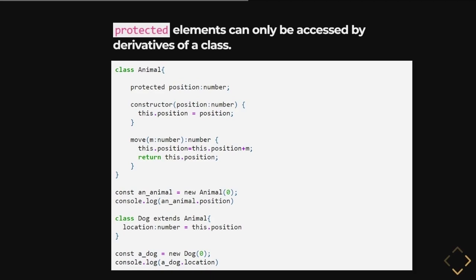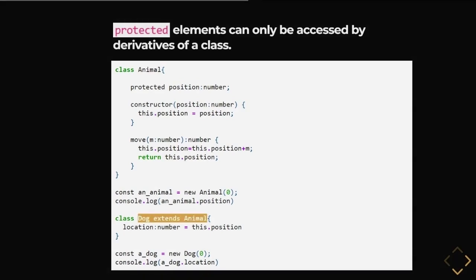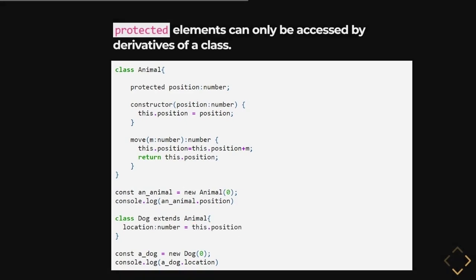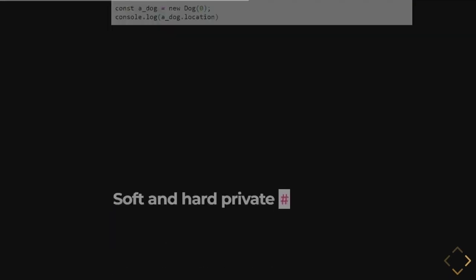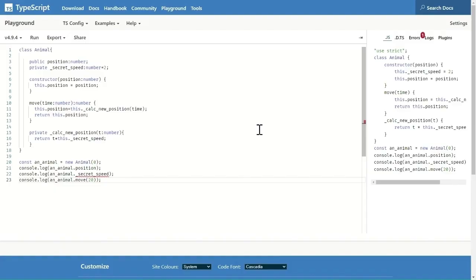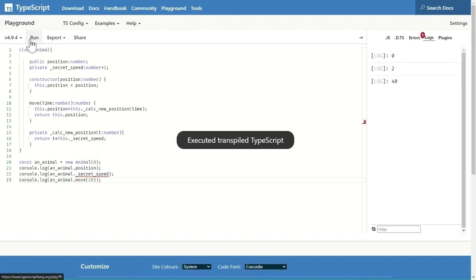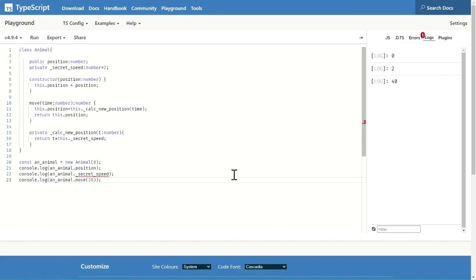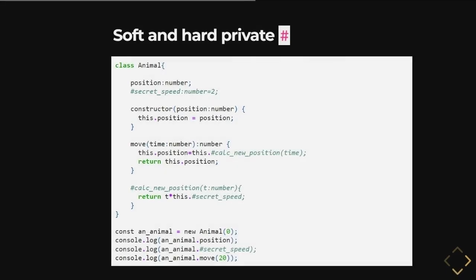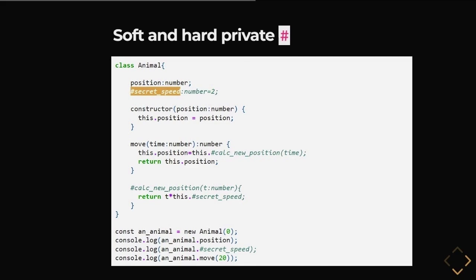In the example, class Dog inherits from Animal and it's able to access the protected field position in the parent class Animal without restriction. Take into account that private and protected are only enforced during type checking. That means that once transpiled, the private and protected items will actually be accessible. This is called soft-private. It is intentionally done by TypeScript to make it easier to access for things like unit tests. For making true private members, use the JavaScript notation hashtag in the name.